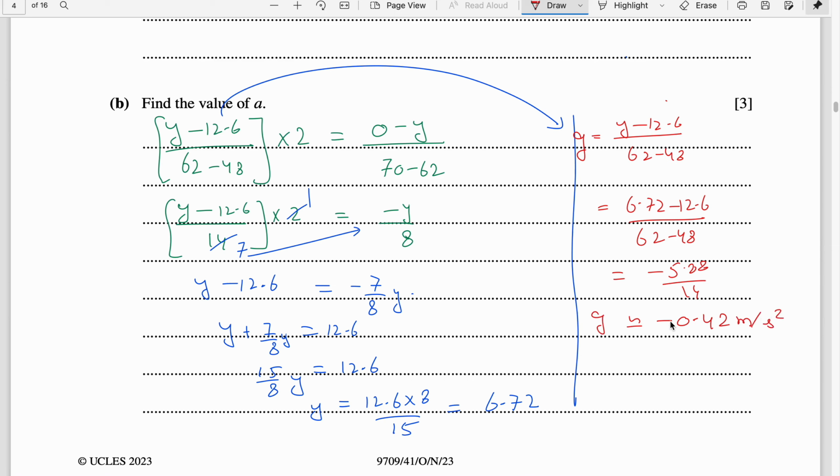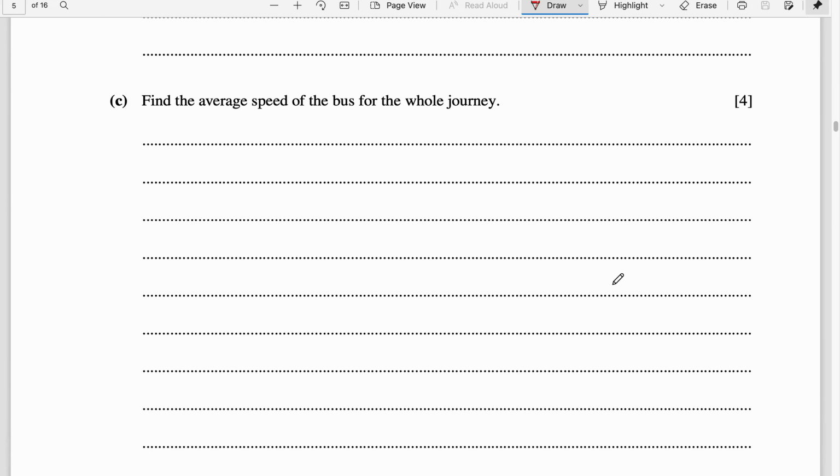Remember, this is the acceleration. So deceleration, which the examiner mentions by A, is 0.42 meters per second square. So this is the value of A. C part. Find the average speed of the bus for the whole journey.